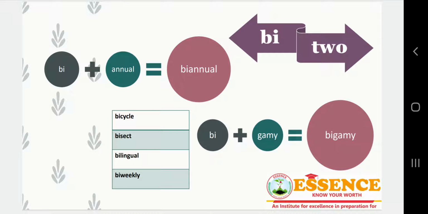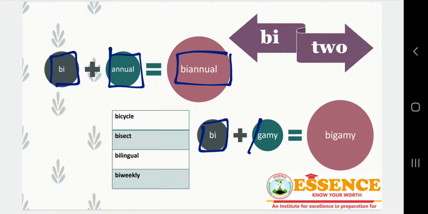Bi. What do you mean by bi? Bi means anything to do with the number 2. जो भी चीज़ आपकी दो नंबर में आएगी, 2 or twice, that has to do with the word bi. So when I say bi plus annual, what is bi? 2, and annual is yearly. So anything which occurs bi-yearly is called biannual, right?